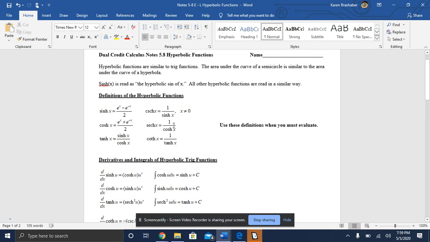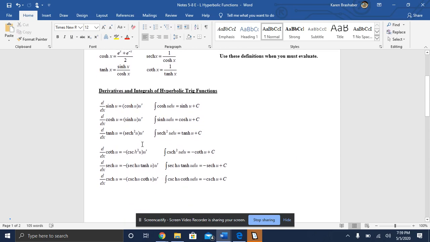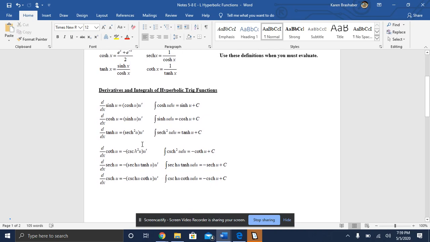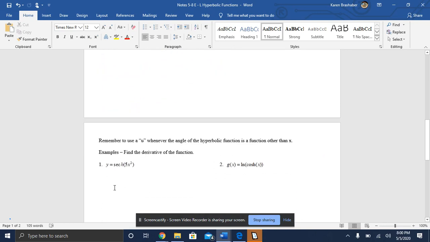And then all of your other definitions are what you would probably expect them to be, very similar to what you would have in circular trig. And then, of course, we can do derivatives and integrals of our hyperbolic trig functions. You might notice that we don't encounter negatives until we get down to cotangent, secant, and cosecant, the hyperbolics of those.